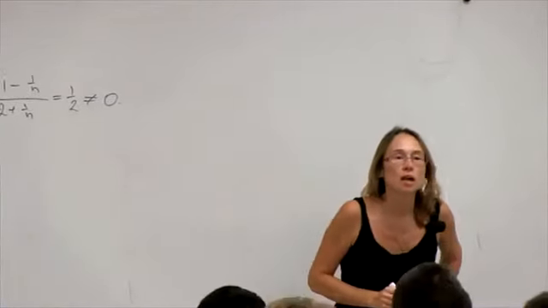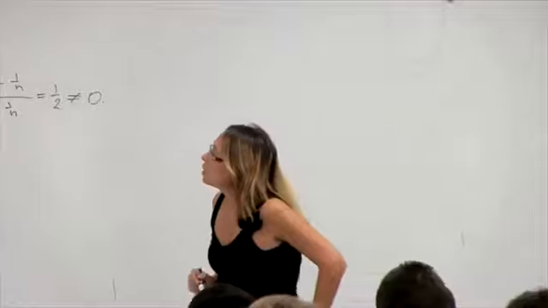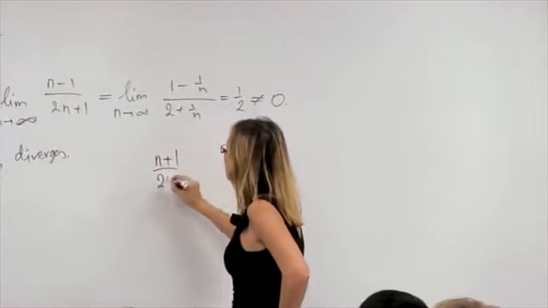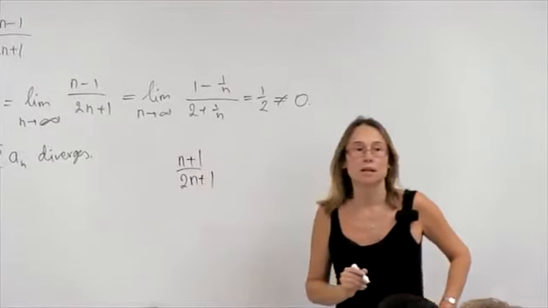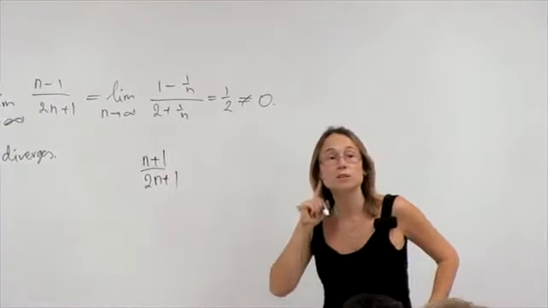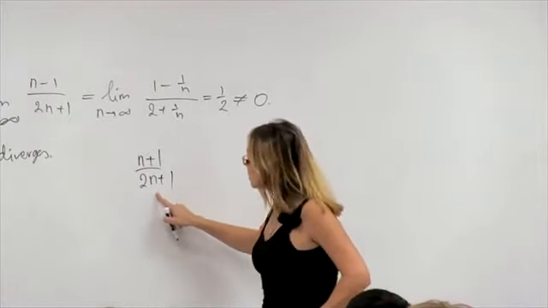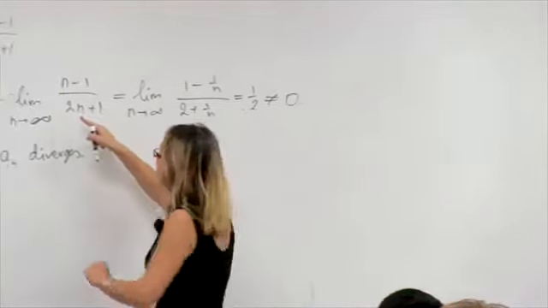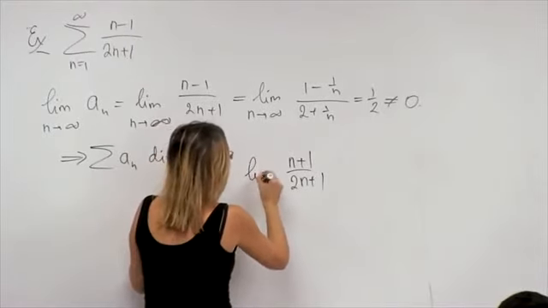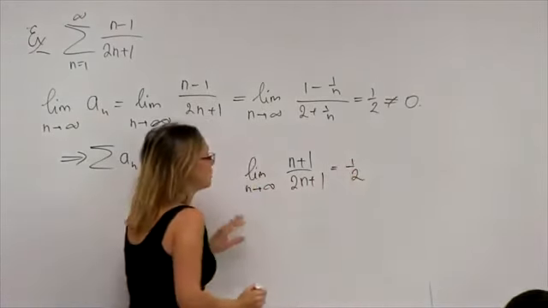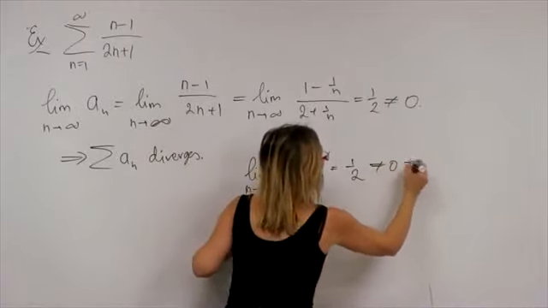Was there a question? If the expression was n plus 1 over 2n plus 1, would the integral test work there? In this case, I would still use the same test for divergence, because if I look at the limit of this, again, it's 1/2, not equal to 0, so it diverges.